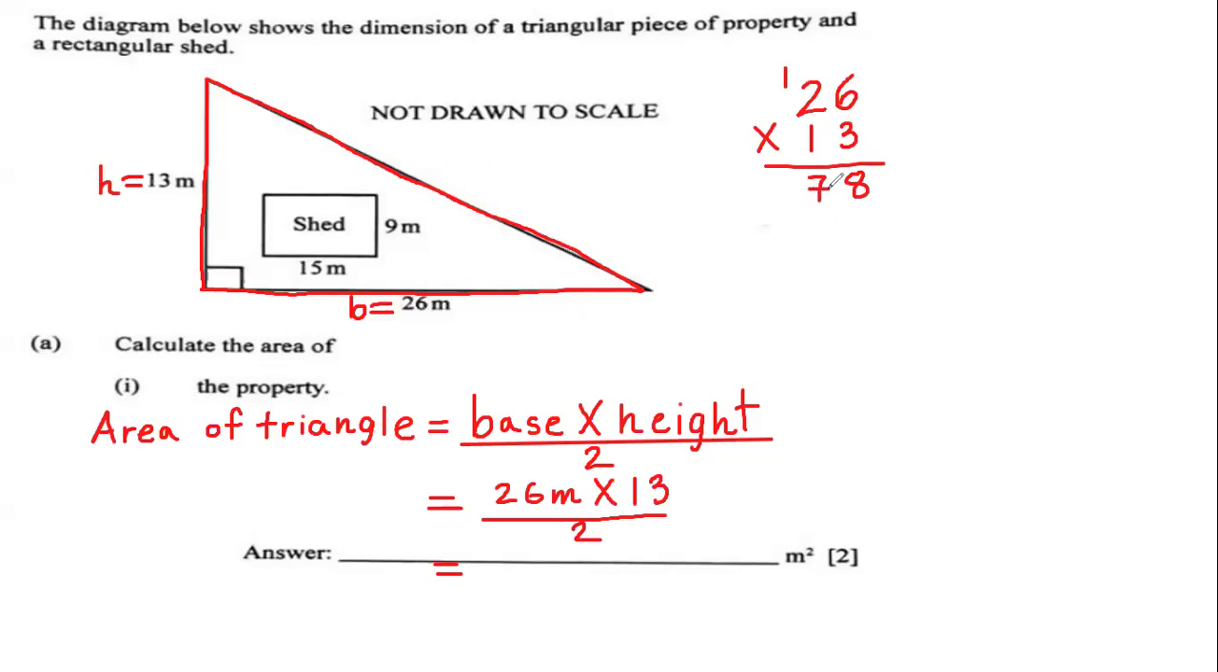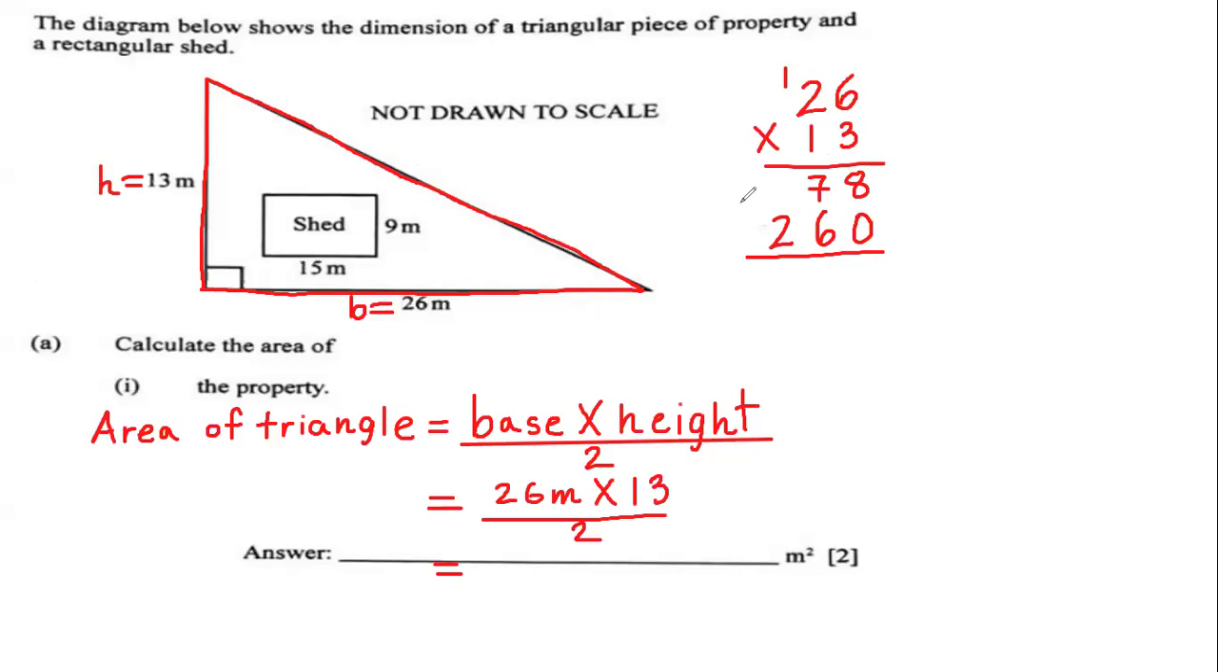Now are we done with this? No, sir. We have to multiply by the 1. But before we multiply by the 1, we have to put the placeholder. 1 times 6 is what? 6. And 1 times 2 is? 2.